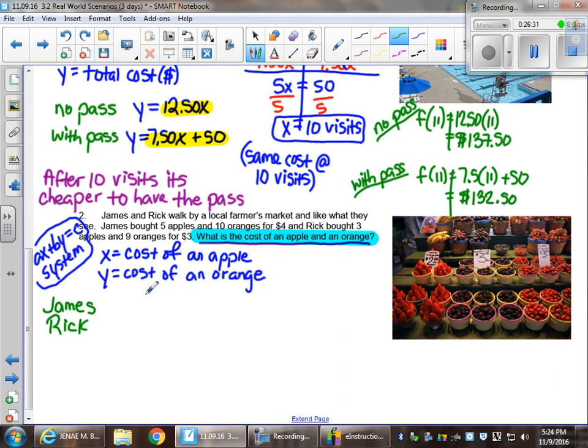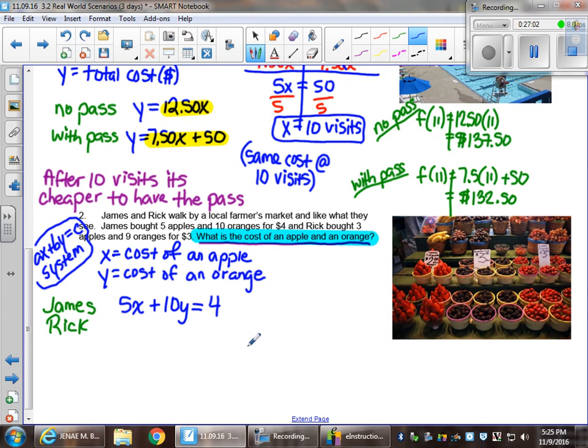So what do we know about James? We know James bought 5 apples. We don't know how much each of those apples cost, so 5x. And I know he also bought 10 oranges, plus 10, but I don't know the cost. So 5x plus 10y equals his total amount spent. James bought 5 apples, 10 oranges, and he spent $4. So 5x plus 10y equals 4. That's one of our equations.